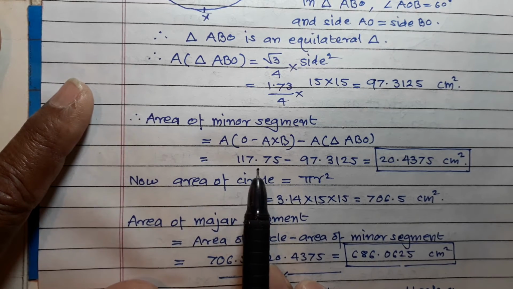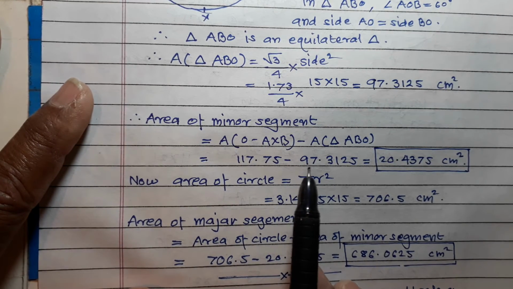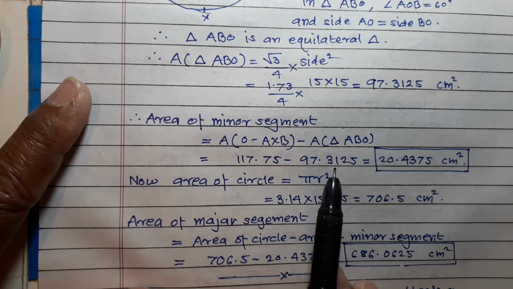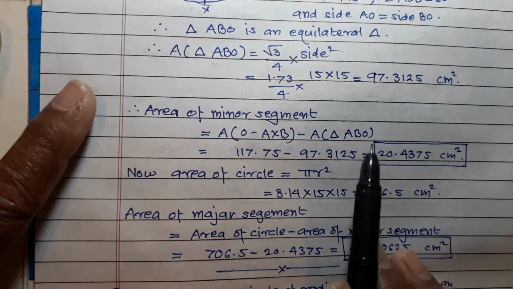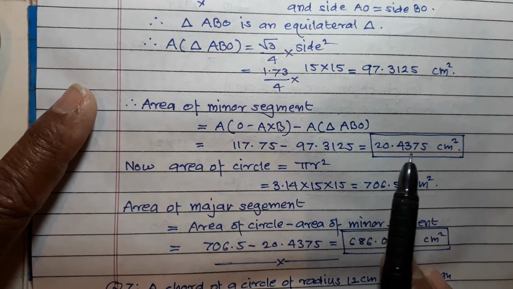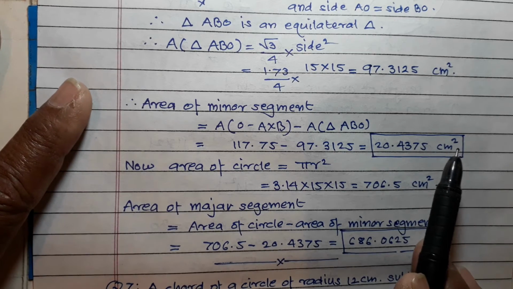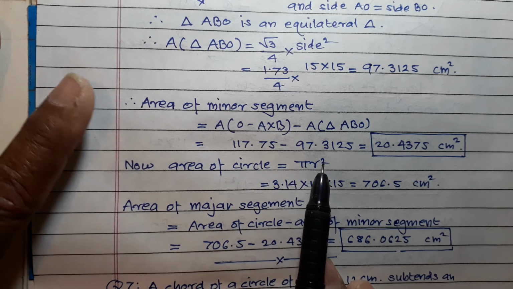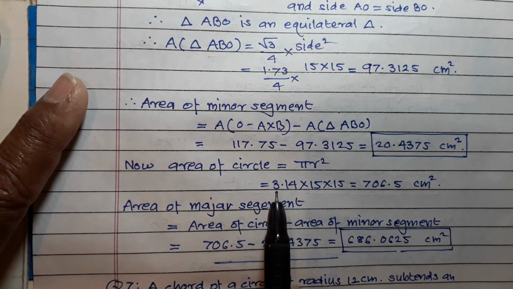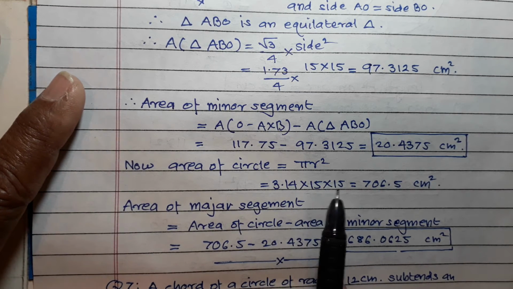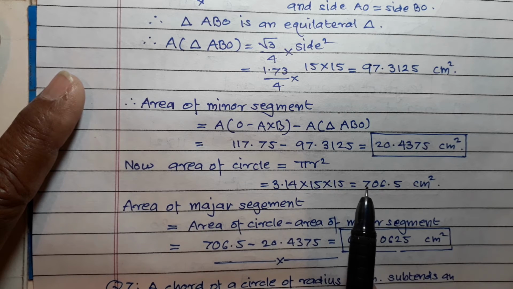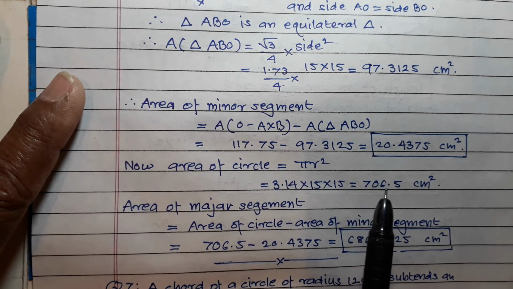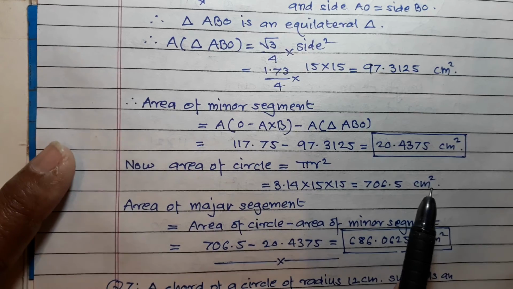And therefore area of minor segment is equal to area of sector minus area of triangle, which is 117.75 minus 97.3125, equal to 20.4375 cm square. Now area of circle is equal to pi r square, which is 3.14 into 15 into 15, equal to 706.5 cm square.